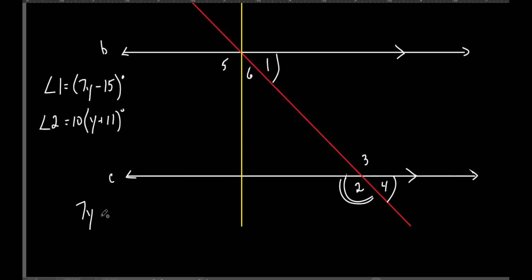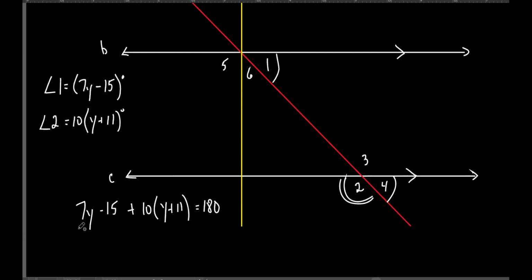So what am I going to do? I'm going to go 7y minus 15. Then what am I going to do with that and this? Add. Then this thing right here, I'm going to put a 10, a parentheses, y plus 11. Now, they add up. But what do they add up to be? They add up to be 180 degrees. All right? So angle 1 and 2, look at it. This is the geometry. All the geometry is just recognizing that angle 1 and angle 2 add up to 180 degrees. That's your geometry. The rest is just all math.